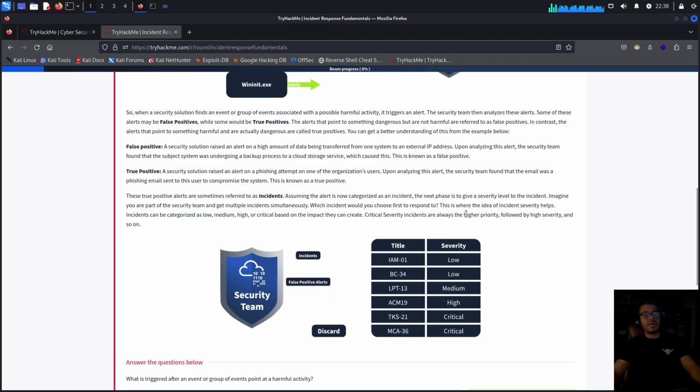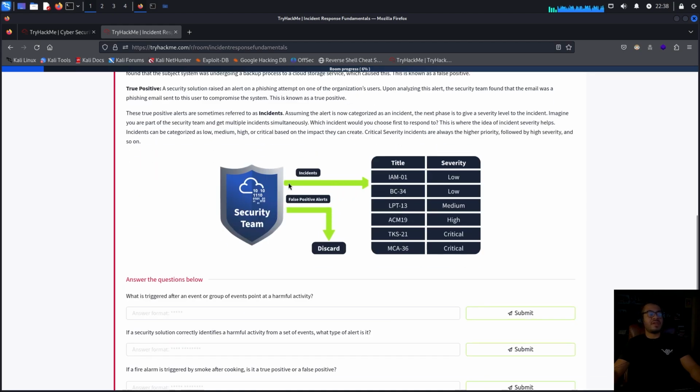Assuming the alert is now categorized as an incident, the next phase is to give a severity level to the incident, right? Imagine you are part of the security team and get multiple incidents simultaneously. Which incident would you choose first to respond to? The one with the highest severity, right? This is where the idea of incident severity helps. Incidents can be categorized as low, medium, high, or critical based on the impact they can create. Critical severity incidents are always the higher priority, followed by high severity and so on.